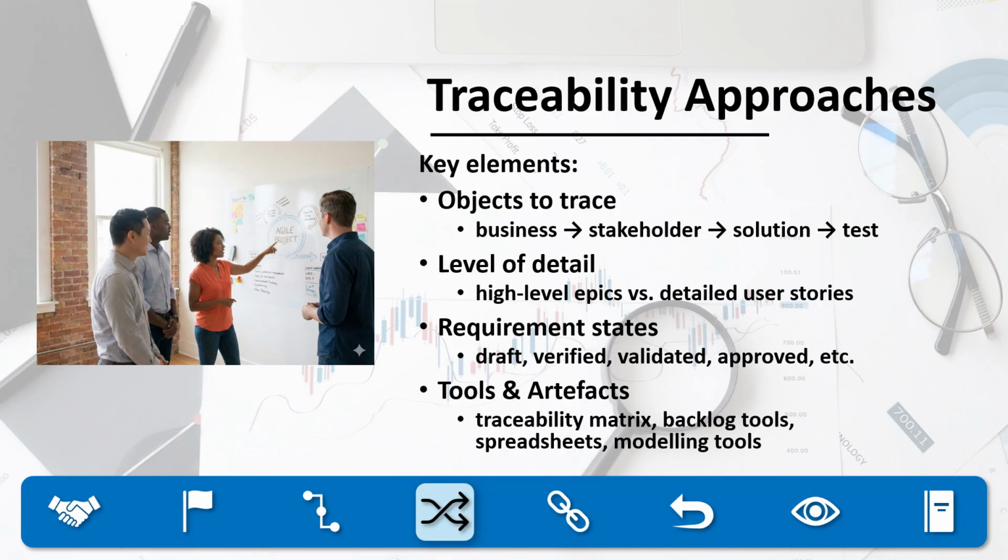A practical example of this can be found in healthcare IT projects. Imagine implementing a new patient record system. A business requirement may state that patient data must be kept confidential and secure. That requirement traces to stakeholder needs from doctors and administrators into solution requirements like encryption features and access control, and finally to test cases that confirm the security functions work as intended. Without this traceability, there is a risk that a critical security requirement might be overlooked or only partially addressed.